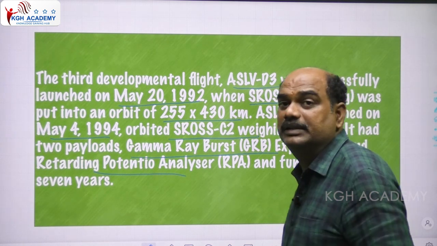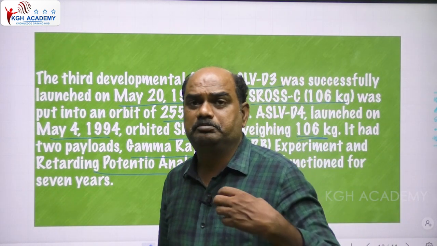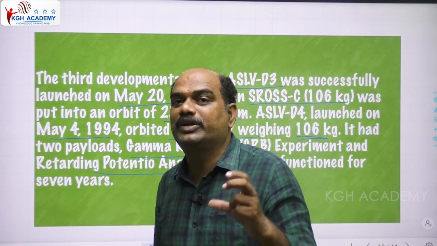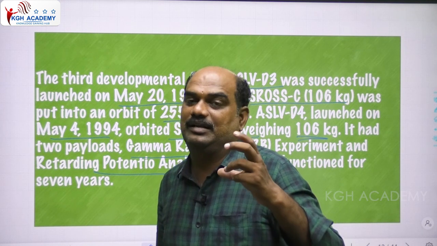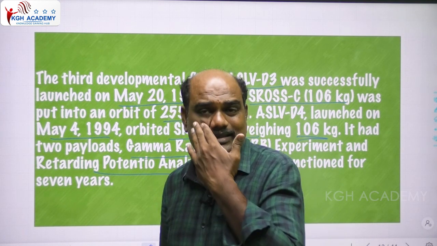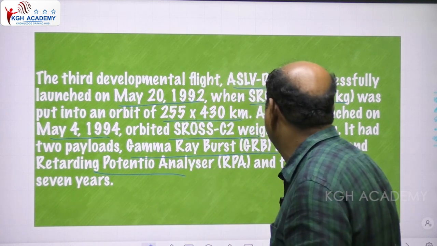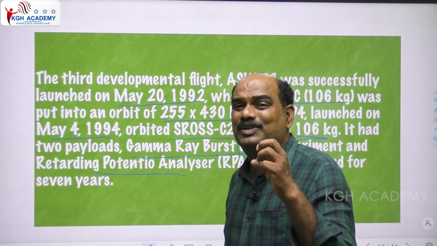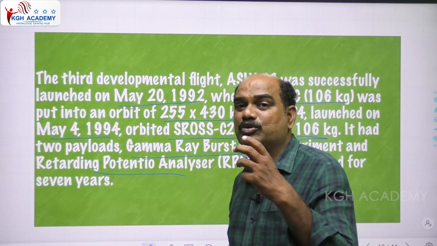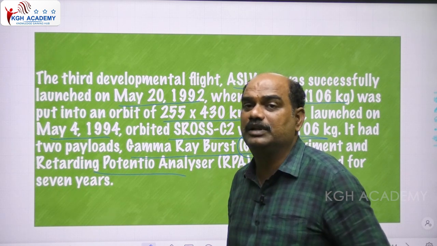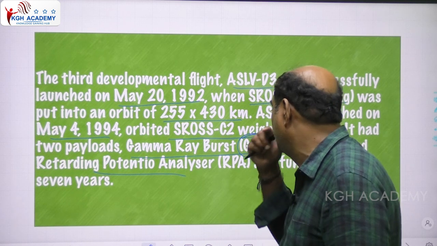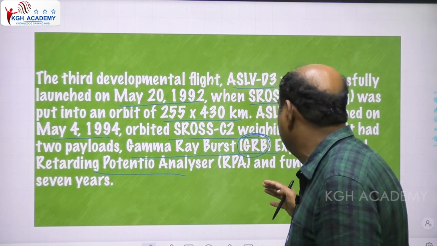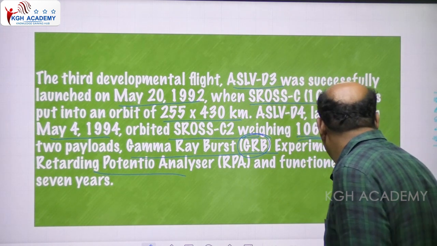So the successful launching of different satellites, not only for remote sensing, ASLV also carried some space-related or astronomical satellites called GRB. What is GRB? Gamma ray burst. What are gamma ray bursts? At the time of star evolution or black hole evolution, we can see the formation of a new mechanism called what? Gamma ray burst experiment and retarding potential analyzer, RPA, and functioned for 7 years.